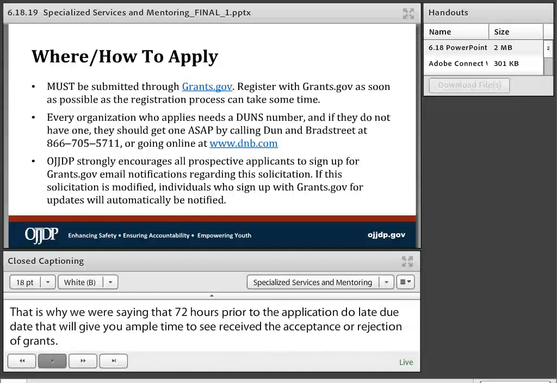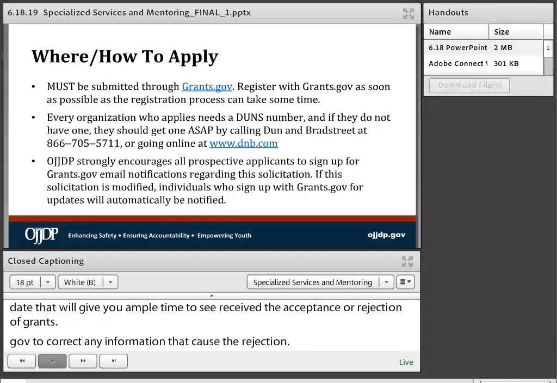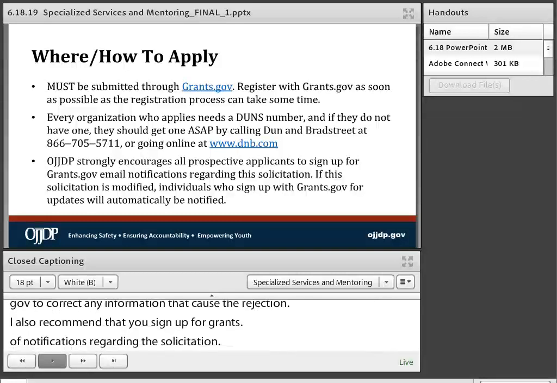Also recommend that you sign up for grants.gov email notifications regarding the solicitation. If it's modified, we certainly have been known to make errors. If there are any changes within that solicitation, those who sign up with grants.gov for updates will automatically be notified.